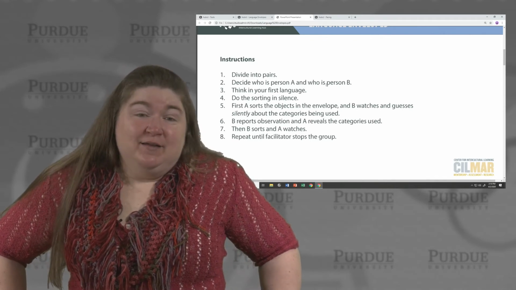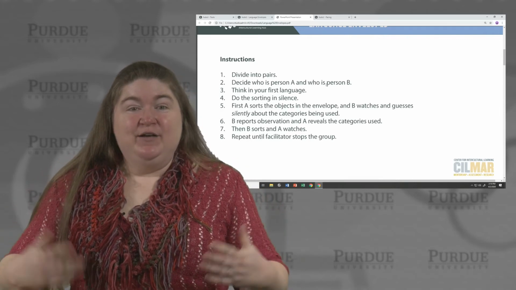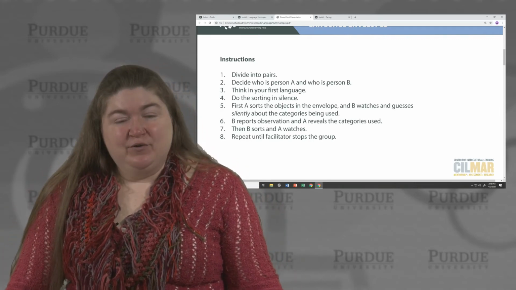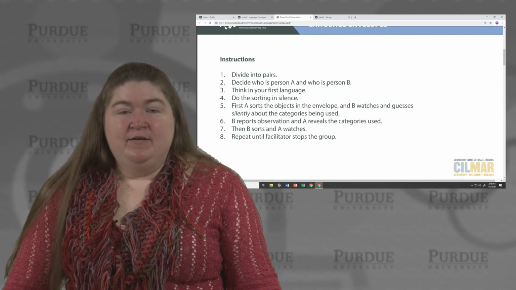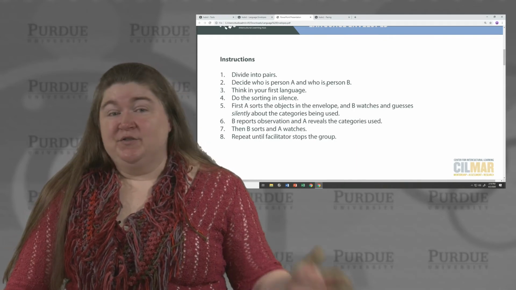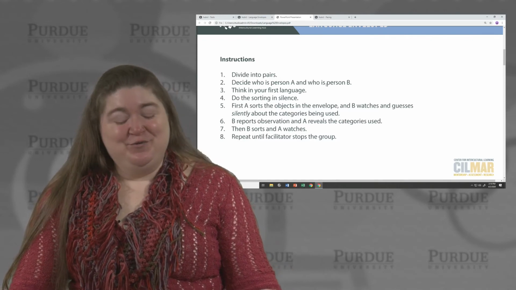If they're right, then that's fine. If they're wrong, then it's good to have them explain, here's the logic that I was using, here's the categories that I was sorting into. And then they switch roles. And you can do this over and over, as many times as you have time to do before you need to move on and debrief.